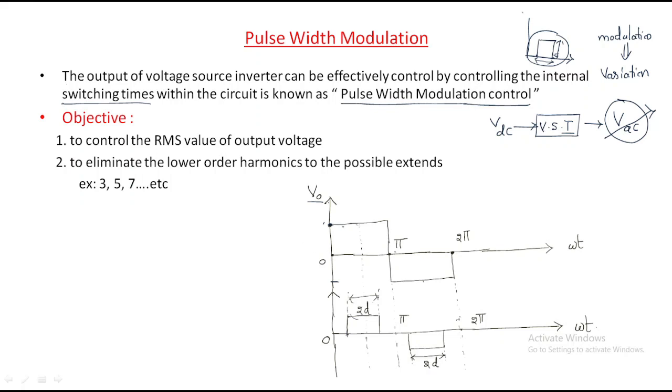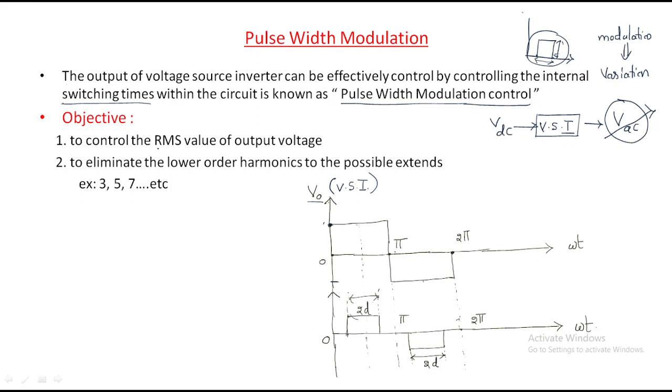Simply, we have an output of the voltage source inverter. By using the pulse width modulation technique, we can convert this into two pulses, one pulse and one pulse. Pulse means it looks like a step. Right. What is the requirement of this pulse width modulation control? That's the objective.